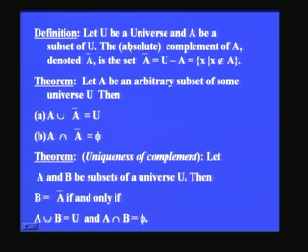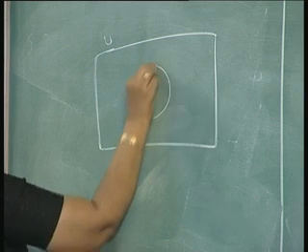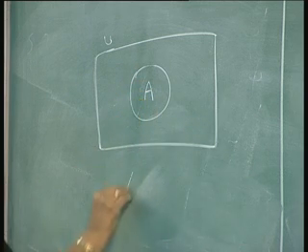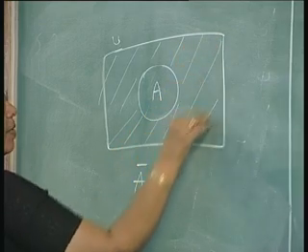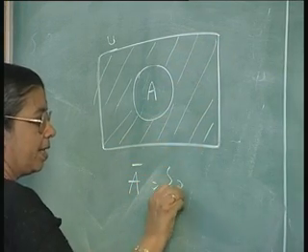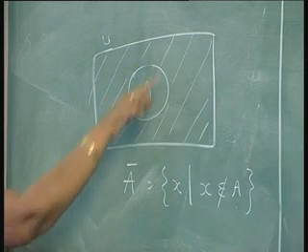Let U be a universe and A be a subset of U. The complement of A, denoted by A bar, is the set A bar equal to U minus A. That is the set of all elements X where X does not belong to A. So, if the underlying universal set is given like this and A is this set, the complement A bar will be the set of all elements which are in U, but not in A. This denotes the complement of A.